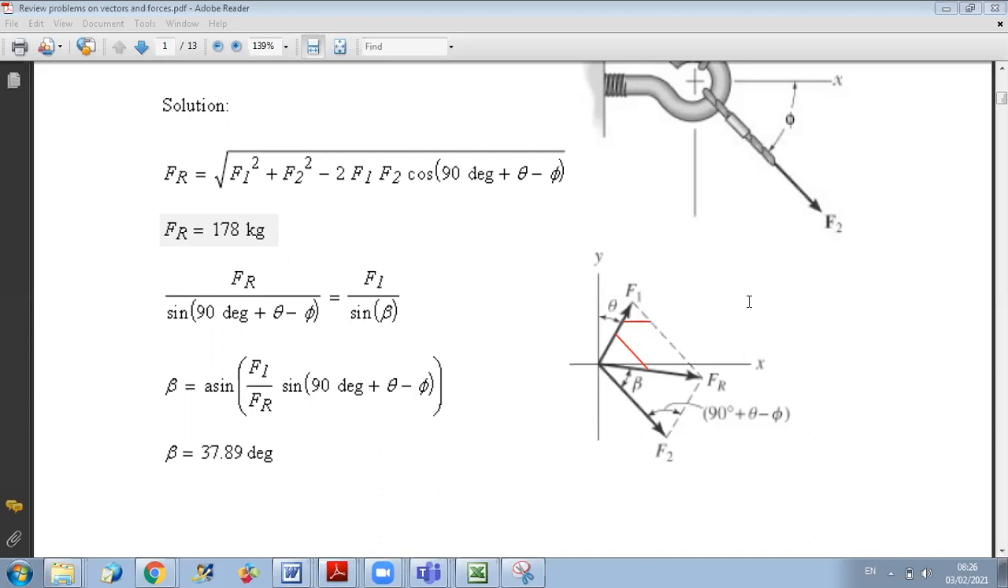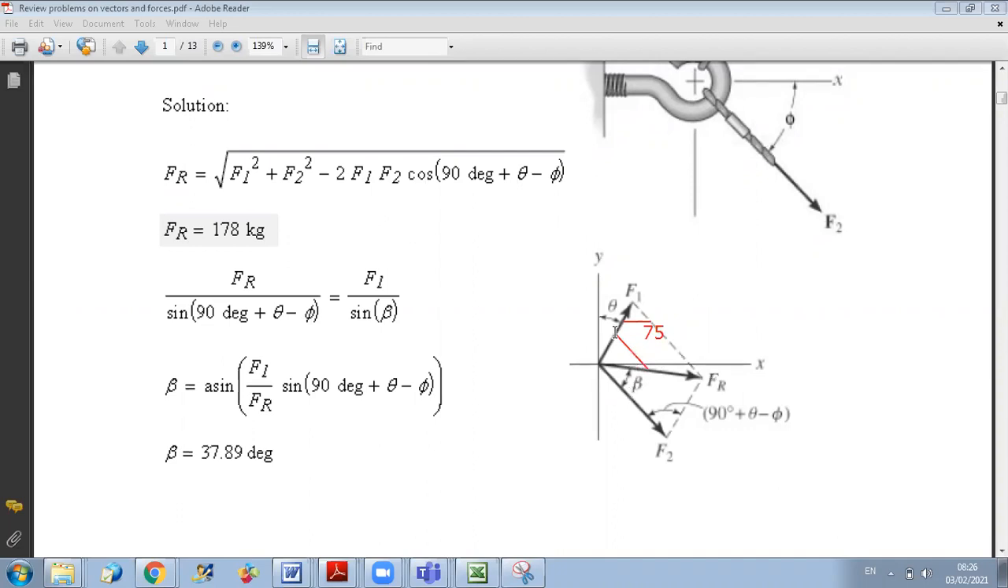I can write that the edge opposing angle of 75 is the resultant force. So I can write FR over sine 75, okay, which is 90 plus theta minus phi, is equal to F1 over, if you want to find this angle directly, what should we do? You have two possibilities, or you calculate this angle, or you calculate this one. Both will give you the result you want.